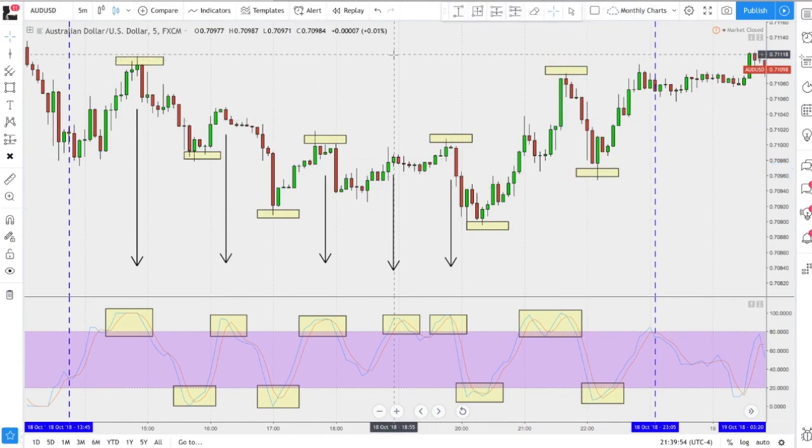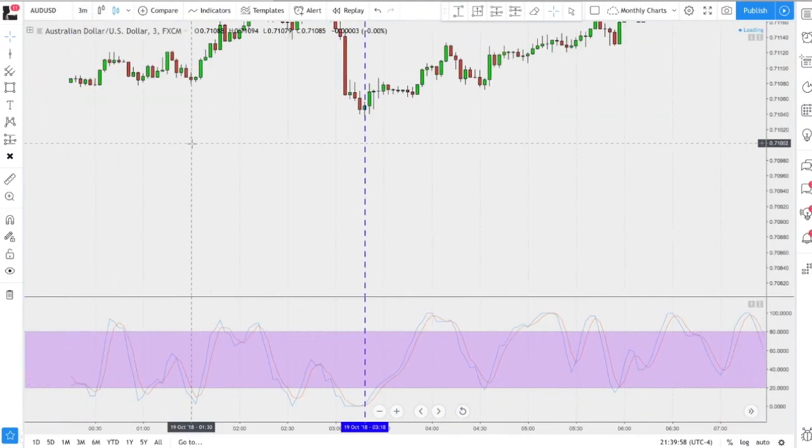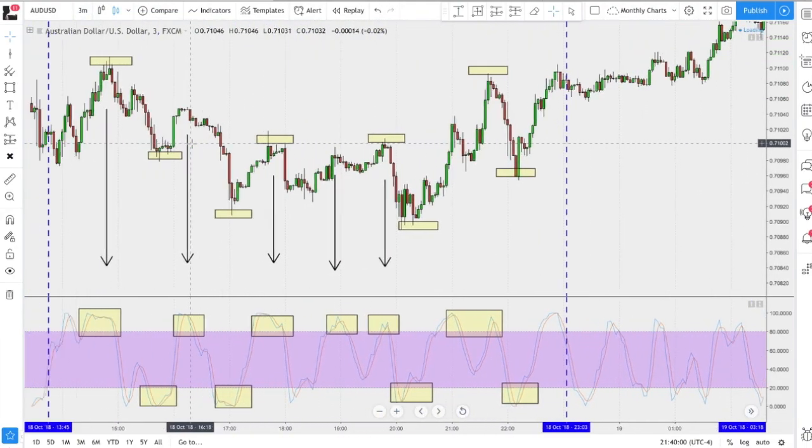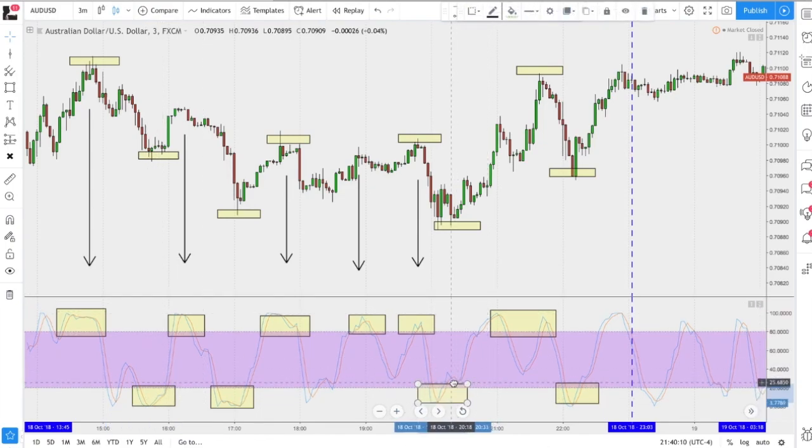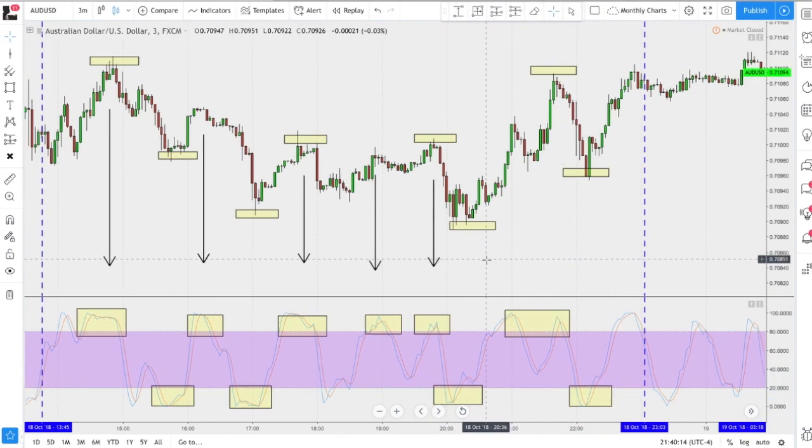So what I'm going to do now is quickly go to the 3 minute here. And I have it marked already. So anywhere we see all these boxes you saw me mark on the 5 minute, now we're on the 3, they all fit pretty perfectly with our 3-minute time frame here.